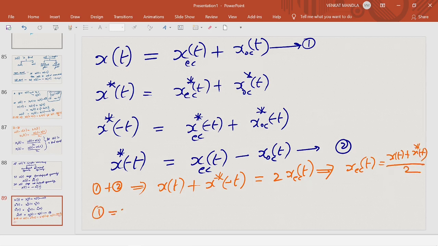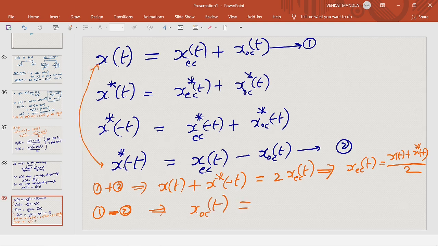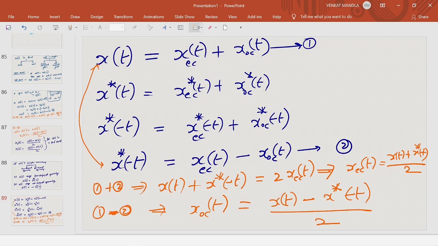And 1 minus 2. From this, x oc of t, just 1 minus 2. X oc of t equals x of t minus x conjugate of minus t by 2. Okay. Let me summarize.